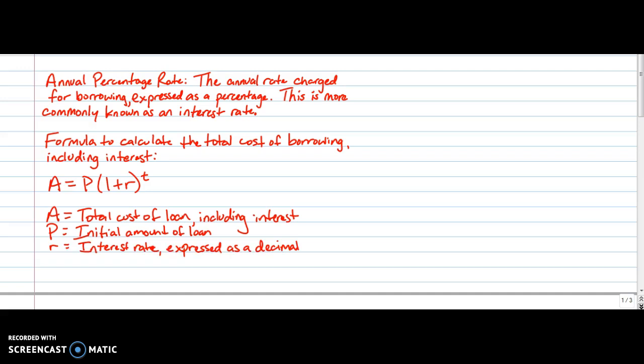R is going to be your interest rate, and in this equation it is very important to express it as a decimal. Okay? If you do not express your interest rate as a decimal, your answer is going to be way, way off. So I will show you guys, if you don't know already, how to convert a percentage to a decimal in a little bit. And then T is equal to the amount of time. Typically this is going to be in years. Sometimes interest can be calculated in months, but for these examples here we're pretty much going to assume that we're paying it off in a certain amount of years.